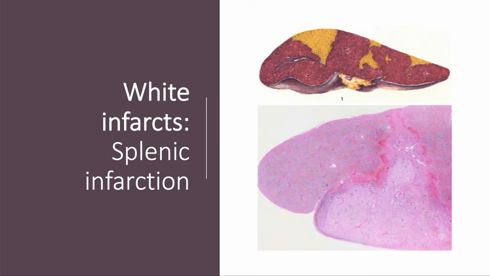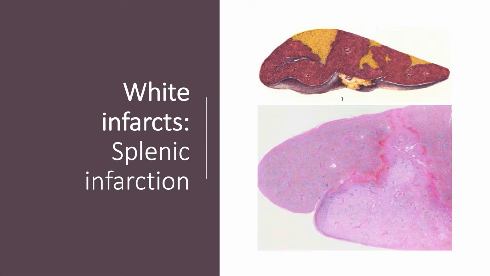White infarcts occur with arterial occlusions in solid organs with end arterial circulations, like in heart, spleen, and kidney, and where tissue density limits the seepage of blood from adjoining patent vascular beds.